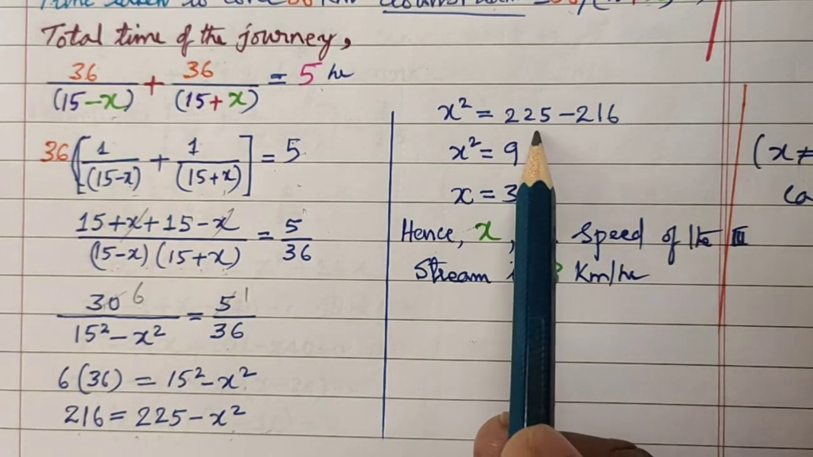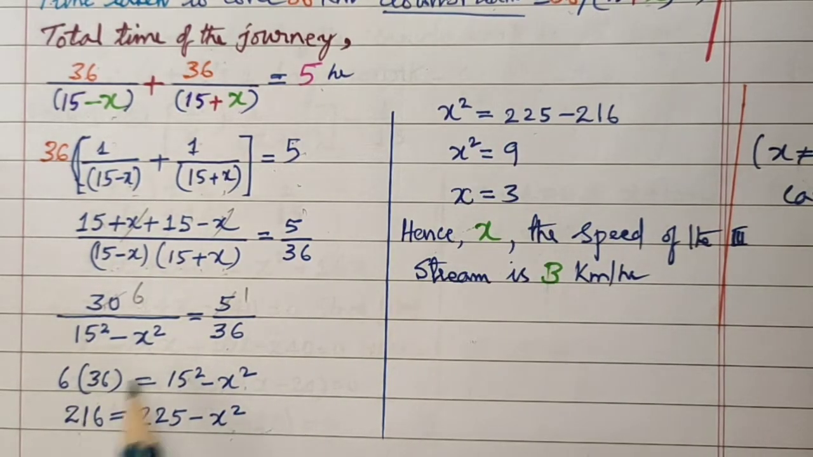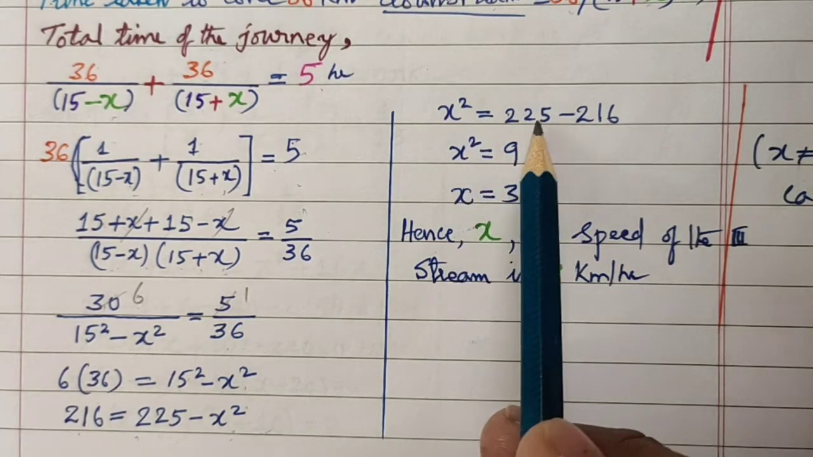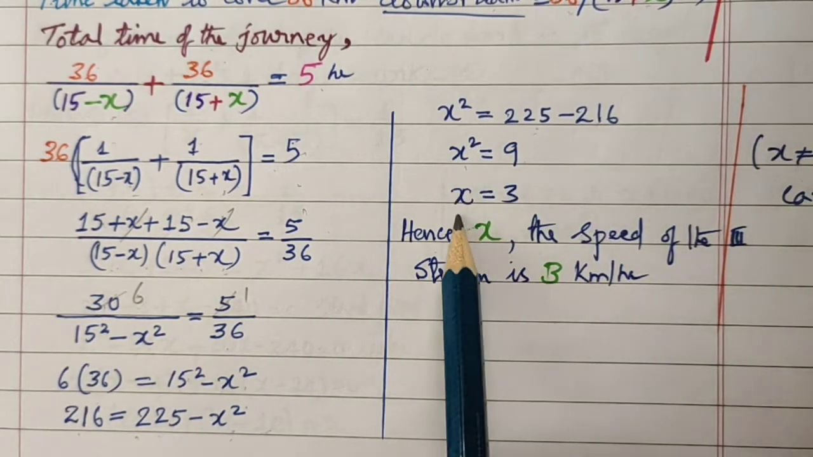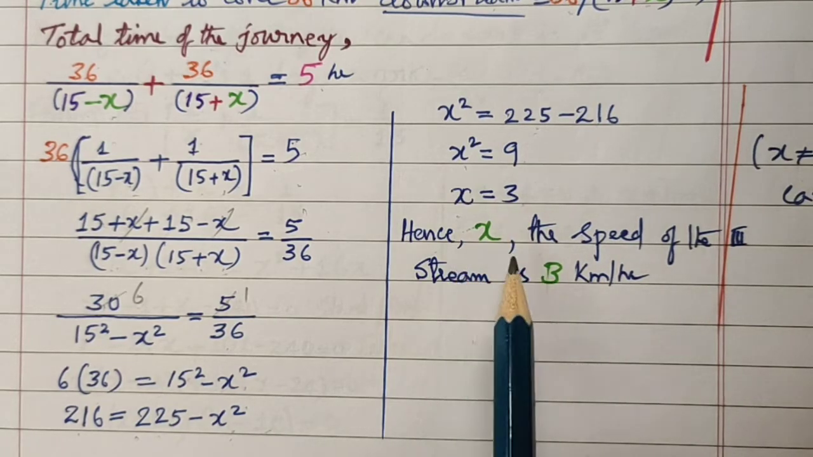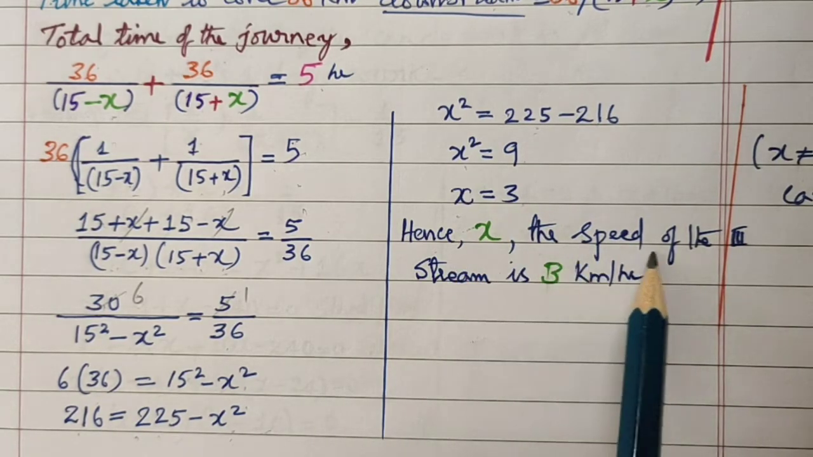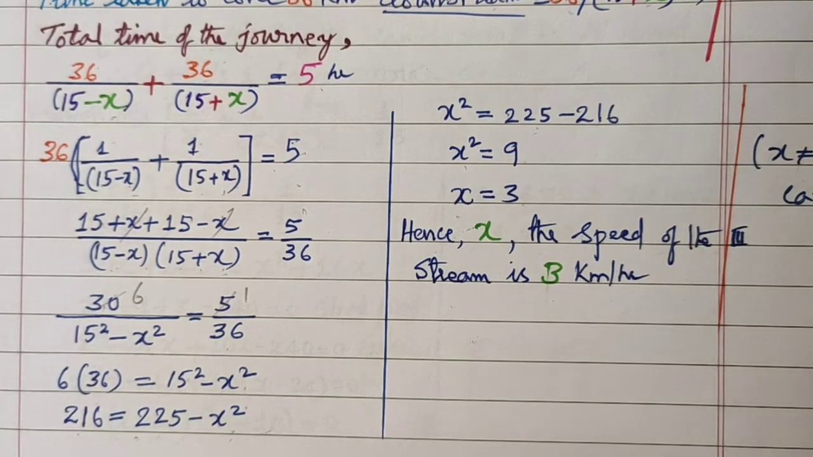There, x square is equal to 225 minus 216, as this goes this side and this comes this side. X square is equal to 9. X is equal to 3. Hence, the speed of the stream is 3 kilometer per hour.